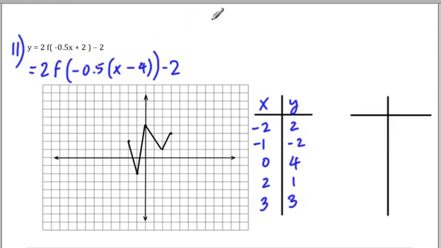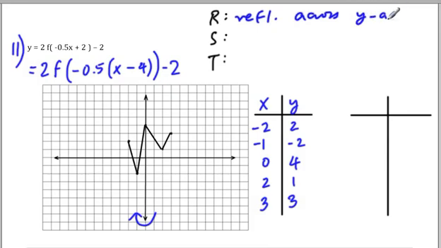Now let's just look at RST. I'll just use a different color, just RST. Okay, so if we look at R, there is a reflection, but again, this is over the y-axis because it's only going to affect the x's. So there's a reflection across the y-axis, which means that it's only going to affect the x's, and so that's the negative over there. Now let's look at the stretches.